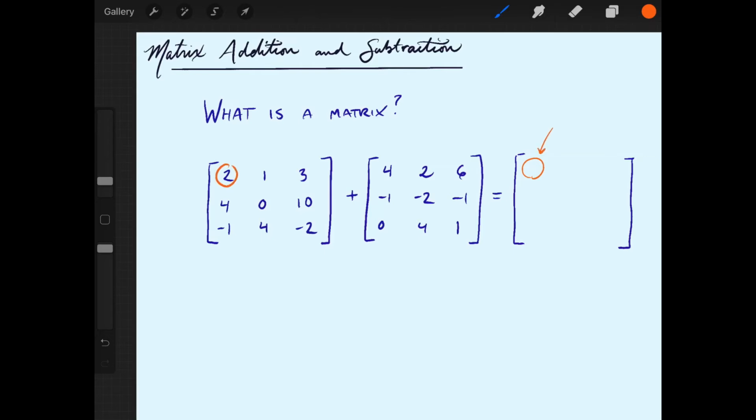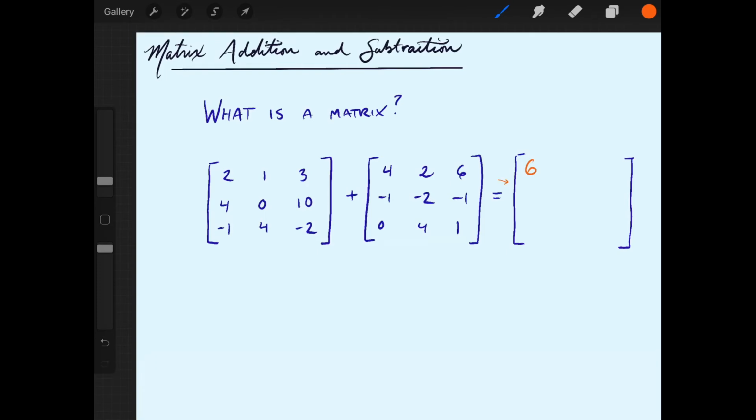So to figure out what goes here, I'm going to add up a 2 with a 4, because as you can see, 2 and 4 are the numbers that are in the same location as this little gap here that we're going to work with. So 2 plus 4 is 6, and therefore, what I'm going to write is a 6 in that position. Again, that is the first row and the first column.